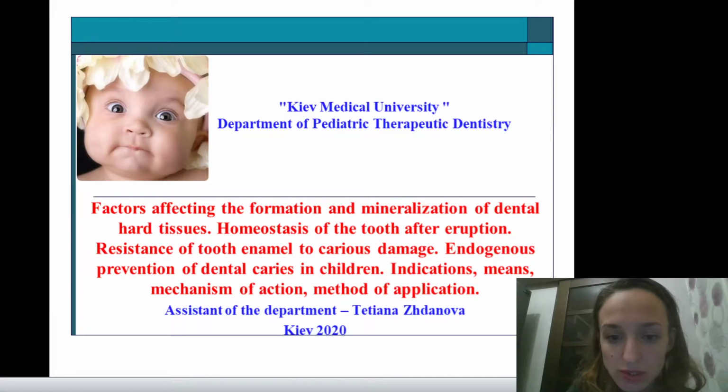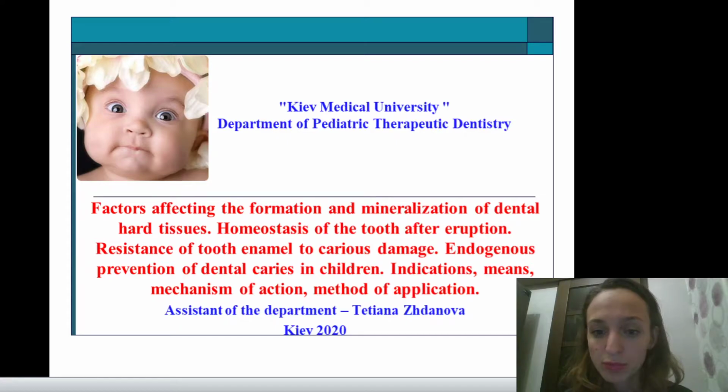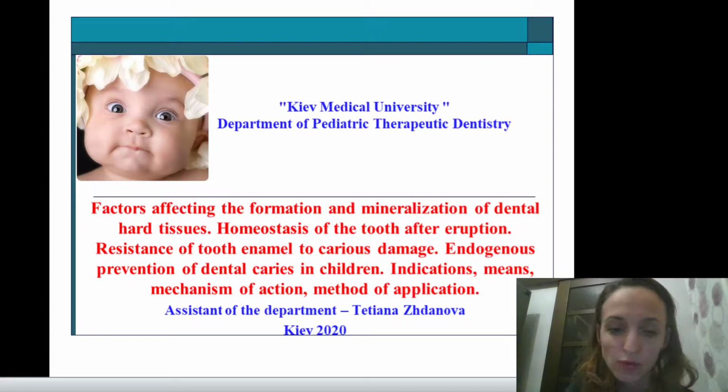Hello, dear students. Today we will speak about factors that affect the formation and mineralization of dental hard tissues. Of course, we will speak about types of prevention of dental caries in children and indications, means and mechanisms of action, methods of application. Let's start.